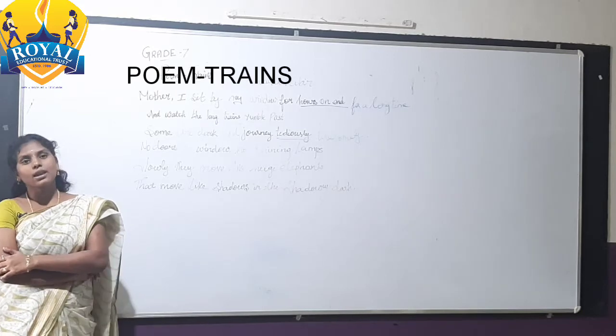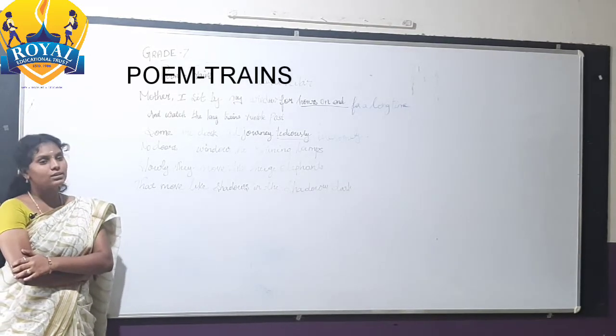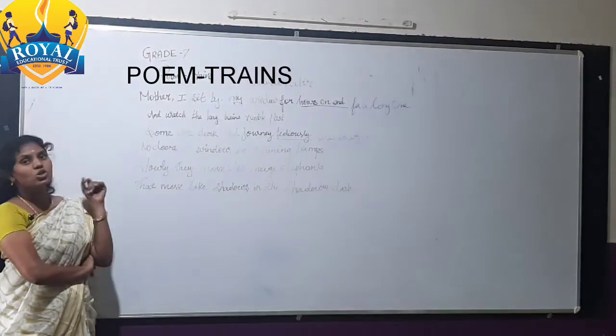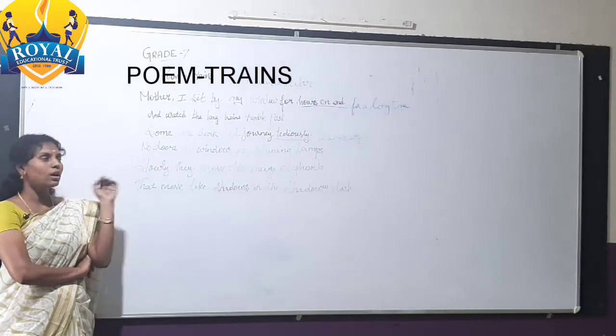So in the first class itself we are going to see this poem part. The poem name was Trains. This poem was written by Humayun Kabir.